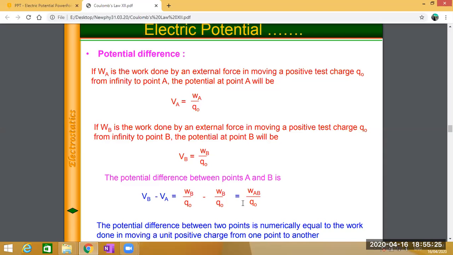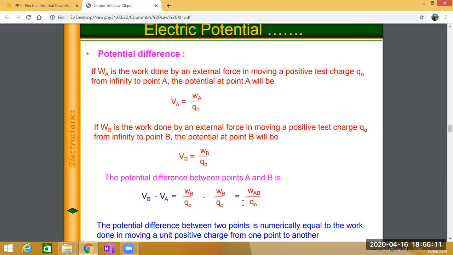And this will be called the potential associated with point A in the given field. Similarly, when the test charge is brought to point B, the amount of work done per unit charge, when brought from infinity to point B, is called the potential at B. This is denoted by VB, and VB equals WB upon Q naught. So now we have potential at two points, VA and VB, and potential difference will be expressed as the difference between the potentials at two points.